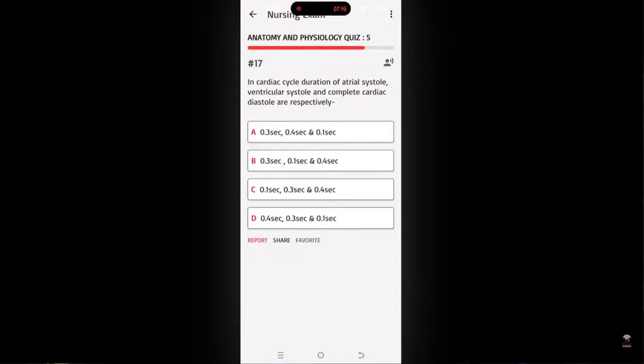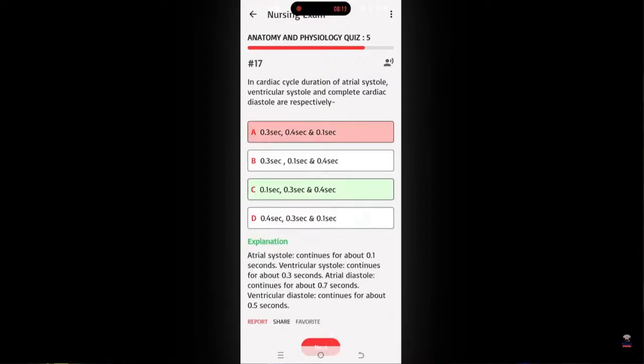In cardiac cycle, duration of atrial systole, ventricular systole and complete cardiac diastole are respectively A. 0.3 seconds, 0.4 seconds and 0.1 seconds. B. 0.3 seconds, 0.1 seconds and 0.4 seconds. C. 0.1 seconds, 0.3 seconds and 0.4 seconds. D. None. Correct answer is C. Atrial systole continues for about 0.1 seconds. Ventricular systole continues for about 0.3 seconds. Atrial diastole continues for about 0.7 seconds.